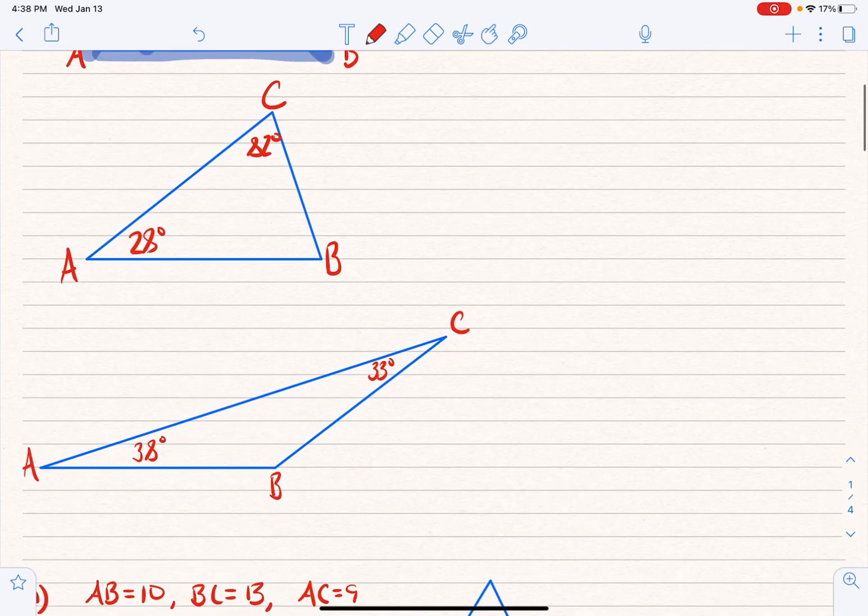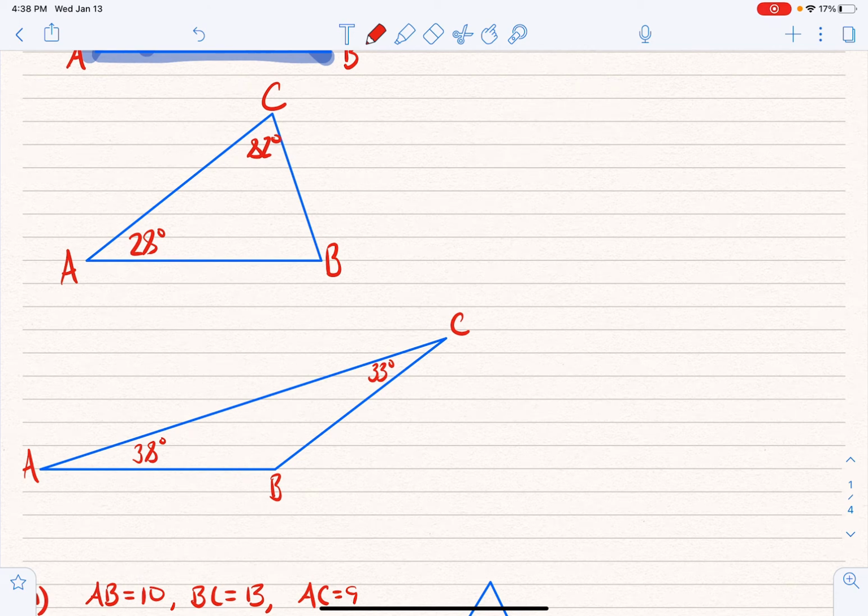Okay, this next one, same thing. We don't have the third angle, so we've got to find it. We add 28 to 82, and what do we get? We get 110. So that leaves 70 for this angle right here.